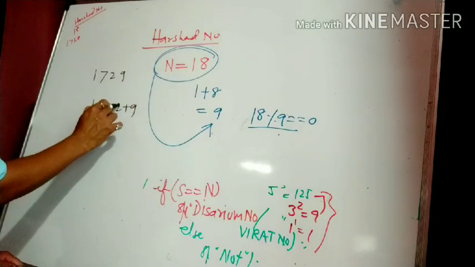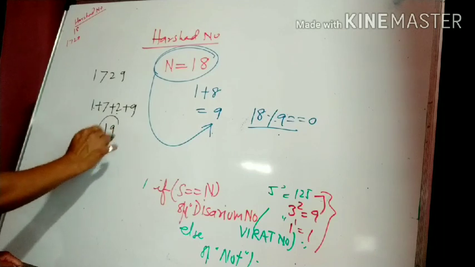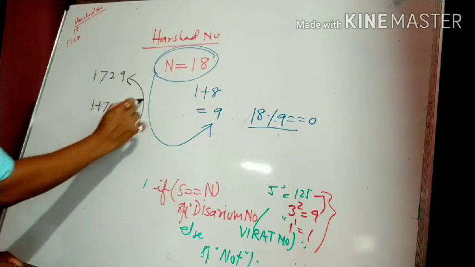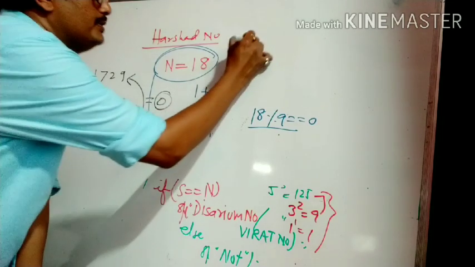9, 10, 11, 11 और 7, 18, 1, 19. So when this number is divisible by 19, your answer will be what? 0. This is a Harshad number. Next number 1, 2, 3.